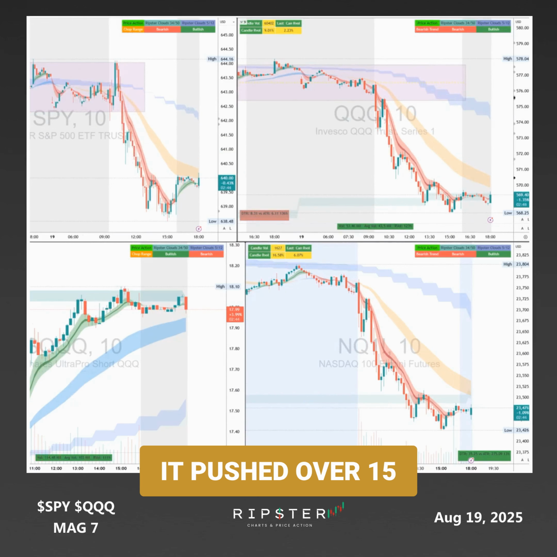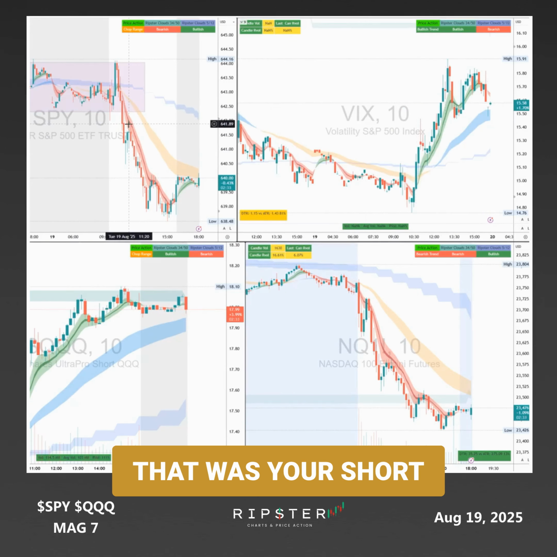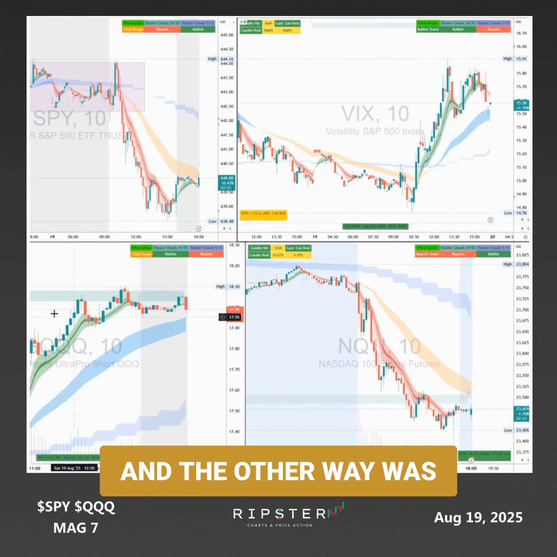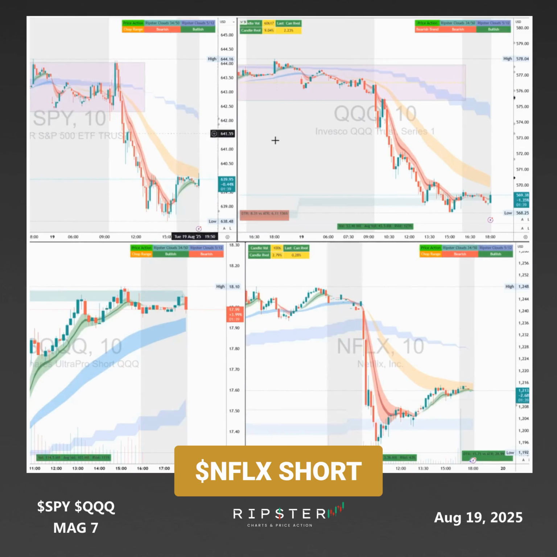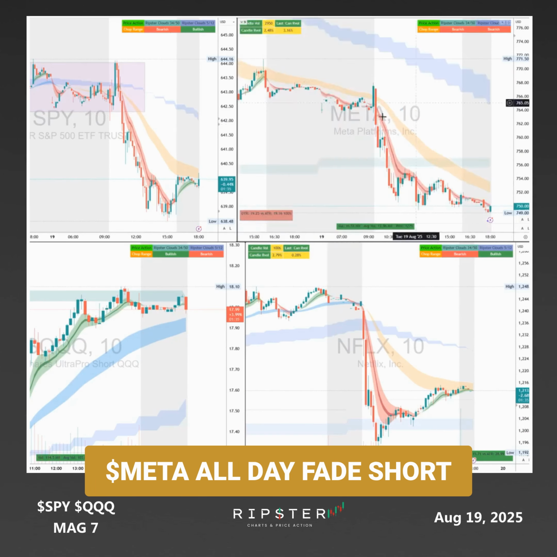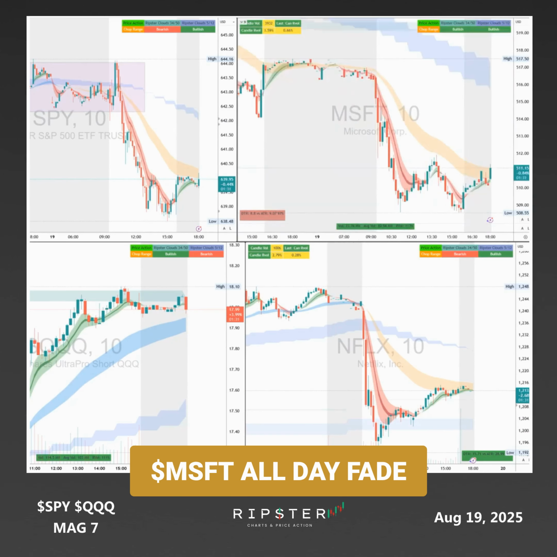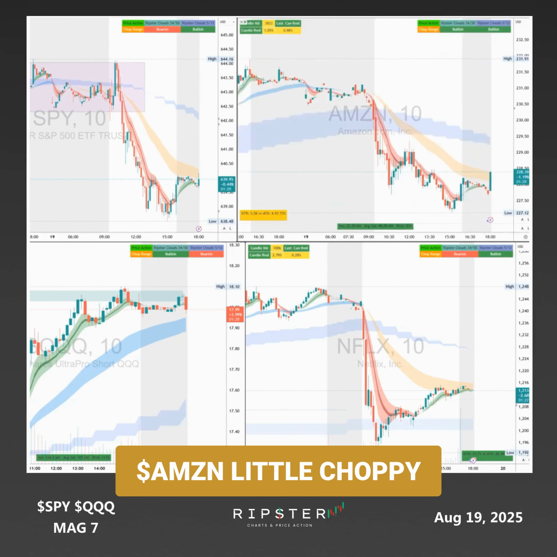As soon as the VIX bounced, it pushed over 15 right at 10:40, 10:50. That was your short on the SPY as well, and then you hold it all day long. And the other way was to short the Magnificent 7. They were bearish. Netflix short right off the gate. Meta all day fade short. Microsoft all day fade, 10 AM bounce short. Amazon little choppy but still a short.